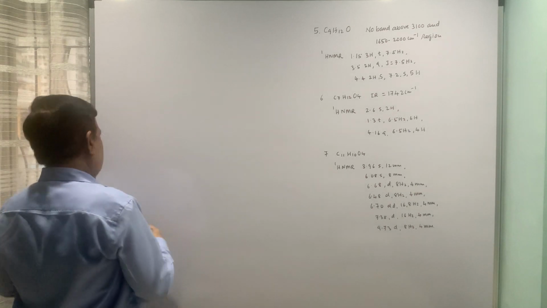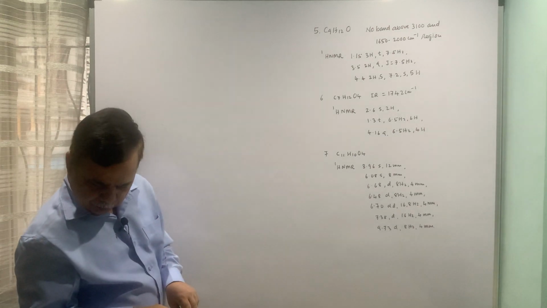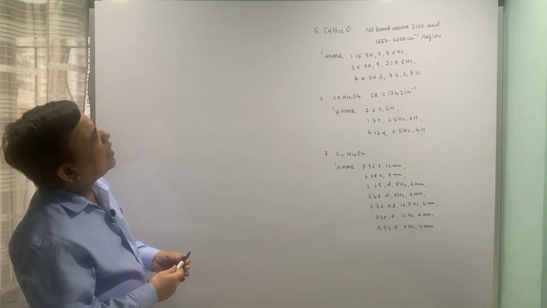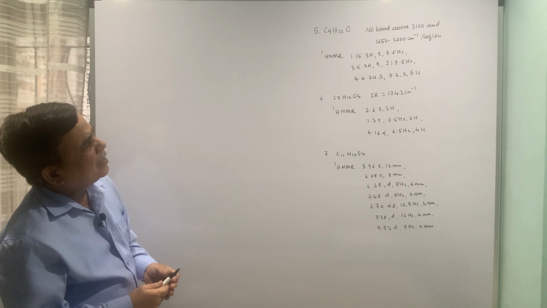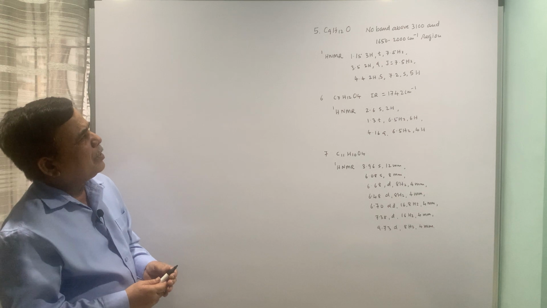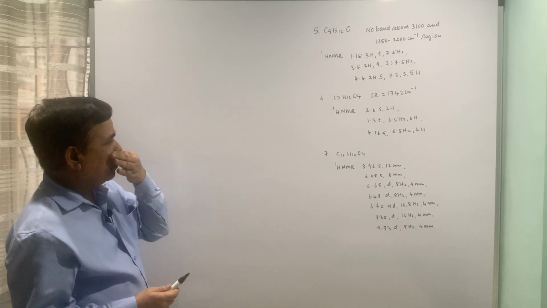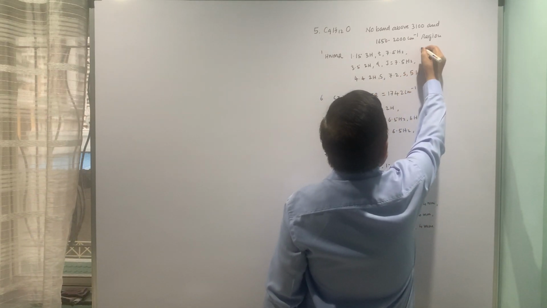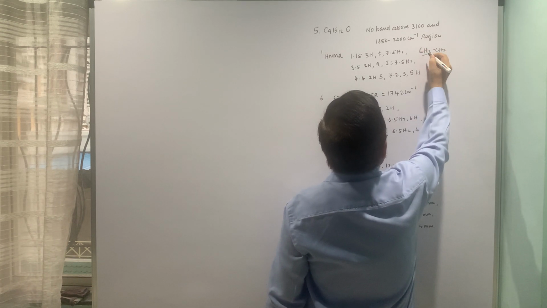Now the next example, C9H12O. No band above 3100, that means OH is absent. No band between 1650 and 2000, that means carbonyl is also absent. So the oxygen has to be in the form of an ether linkage. 3 proton triplet, I will just put it here. A 3 proton triplet is CH3 having CH2 as its neighbor.